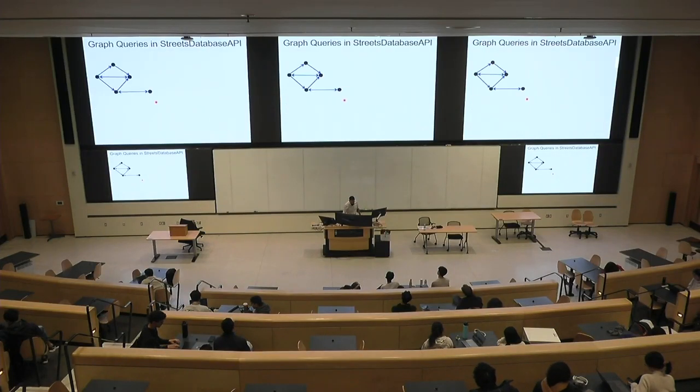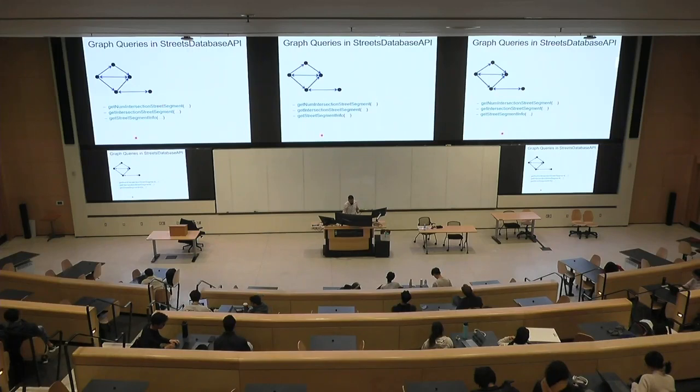Okay, so when you query from the street database API, you will find several functions, as I talked about earlier. For example, get number of intersection street segments. That gives you all the edges that are connected to that intersection. In most cases, an intersection has 4 street segments. Some of them might have more, some might have less. Then you get the street segments associated with that intersection.